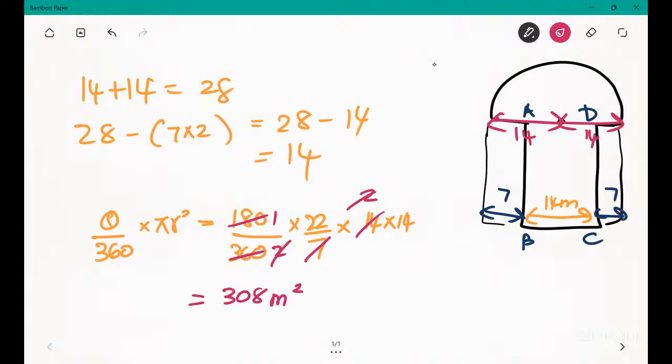Okay, then next, if the area of the semicircular part is equal to the sum of the areas of the two parts in which pebbles have been scattered, find the length of AB. Pebbles have been scattered in the two shaded rectangular parts outside the flower bed.